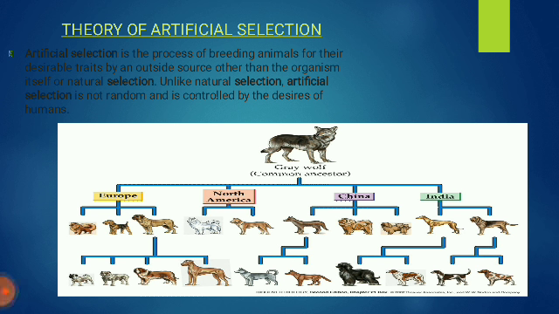Next, there is the theory of artificial selection. Artificial selection is the process of breeding animals for their desirable traits by an outside source other than the organism itself or natural selection. Unlike natural selection, artificial selection is not random and is controlled by the desires of humans. Here I show the picture of the grey wolf, which is the common ancestor of European dogs, North American dogs, Chinese dogs and Indian dogs.